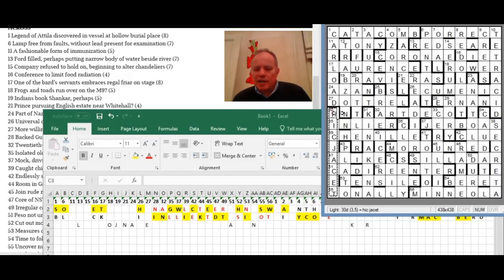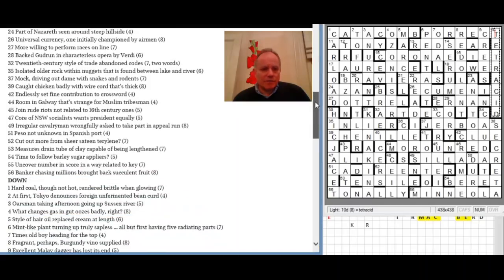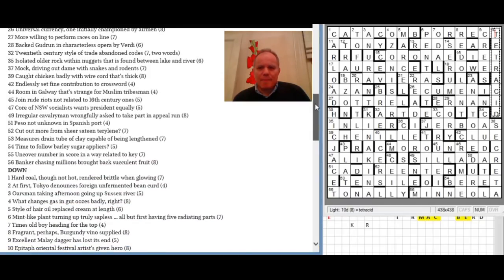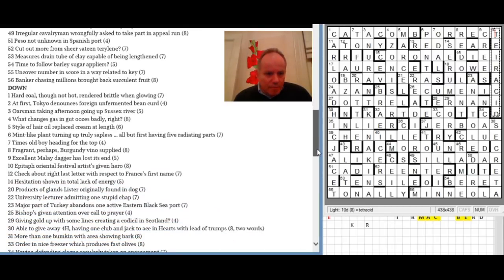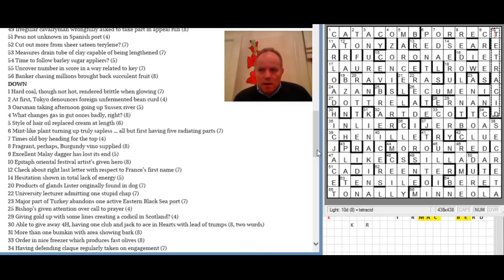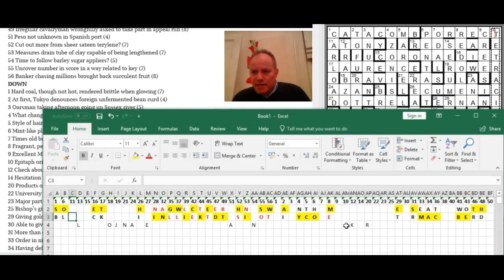And we've got Hick Jacket, which I'm still not happy about. Tetracid, early on, that could be a form of immunization. What's the extra stuff in tetracid? Epitaph, here lies, Hick Jacket. Okay. So 10 and 30 swap. And tetracid, able to give away four hydrogen atoms, not four hearts. That's quite lovely, really. So 10 and 30 gives us 20, gives us a T.